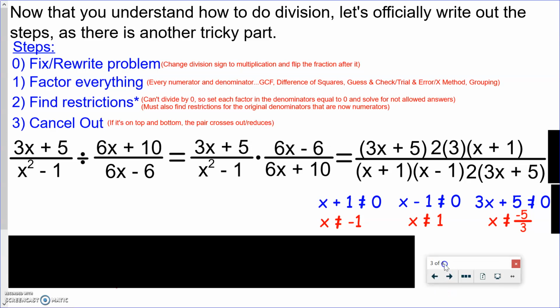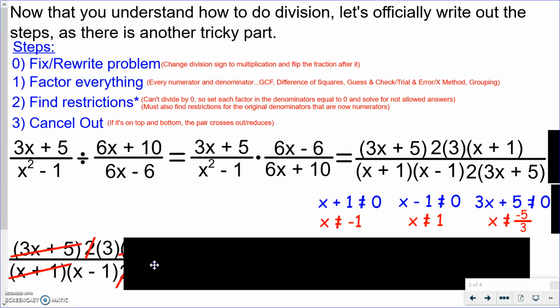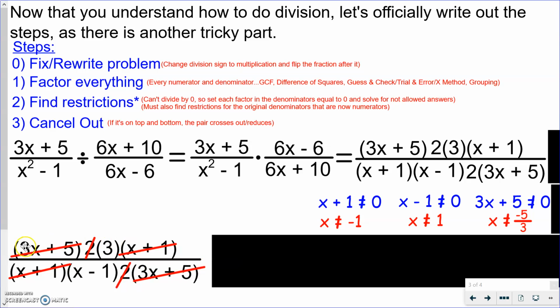So a lot of kids will forget restrictions that flip to the top. Last step, cancel out. So 3x plus 5 crosses out 3x plus 5. 2 crosses out 2. x plus 1 crosses out x plus 1. All that's left over on top is a 3. On bottom is the x minus 1.